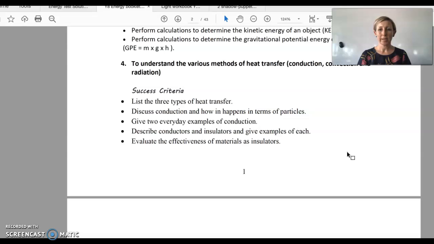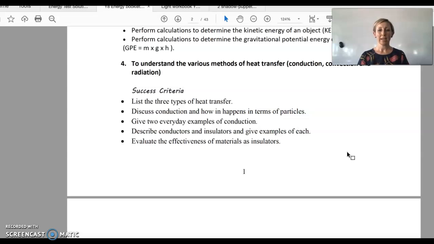Short but sweet this one. This one's just going to be about heat transfer. So when we're talking about the transfer of heat, there are three ways that heat can be transferred that you need to consider and be able to describe in Year 8.